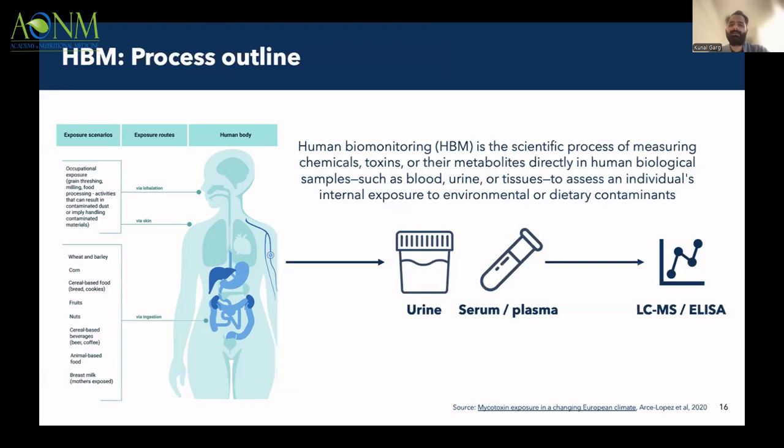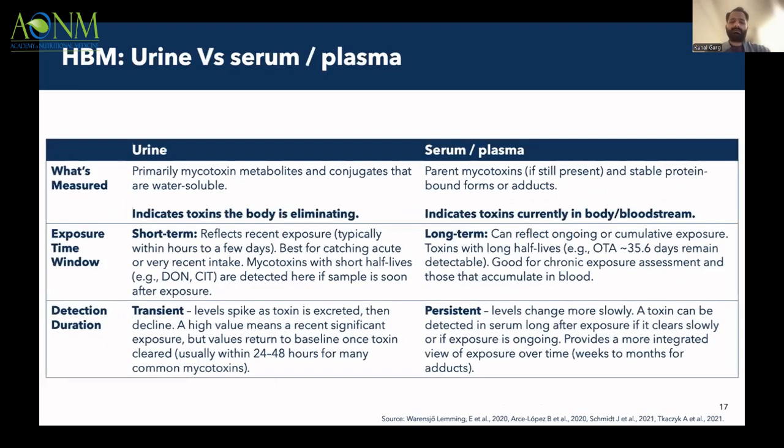So going through the human biomonitoring concept, when we do get exposed to the mycotoxins, we can either use urine samples or serum plasma samples to measure the mycotoxins. And to measure the mycotoxins, you can either use liquid chromatography mass spectrometry or an ELISA test. Now, for the ELISA test, I just want to make it clear that I am only dealing with ELISA tests that directly detect mycotoxin molecules and not the IgG, IgE, or any other antibody response towards the mycotoxins.